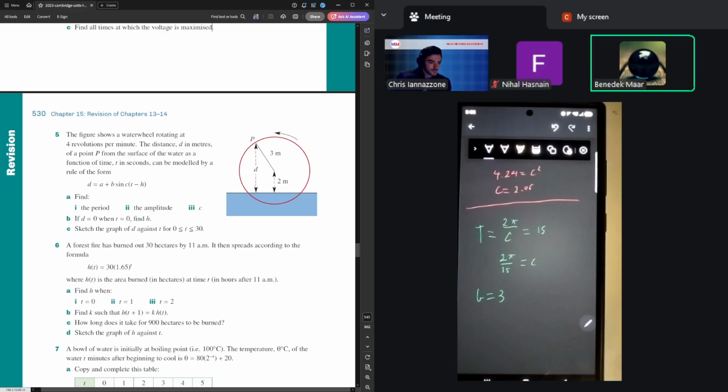Would it be A equals 2? Or vertical translation as an A being 2? Yeah, that's my question, is going to be 2 exactly, because 2 is the distance between the center of the circle and the bottom. Is it exactly that though? The question says that the D is the distance D in meters of a point P from the surface of the water. Yeah. So it should be 2.